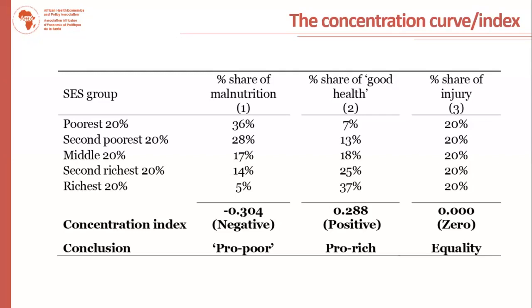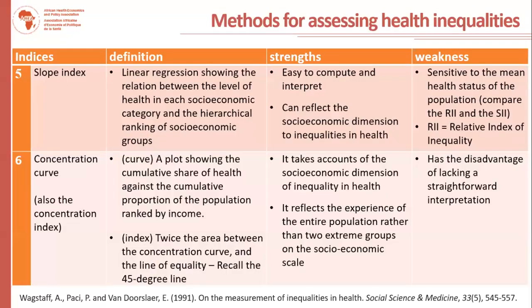If you want to measure socioeconomic related inequalities, you cannot use any other one but the last two, which are the slope index and its associated relative index. So these two are the ones that can be used to measure relative inequalities and socioeconomic related inequalities.